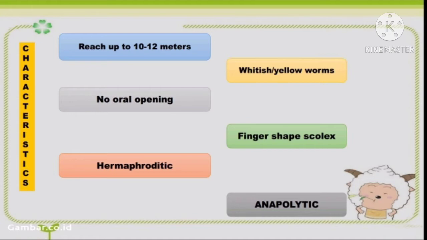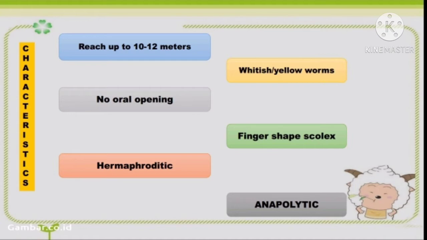It may reach up to 10 to 12 meters long at the young stage and 25 meters long in the adult stage, and it is continually increasing throughout its life. Second, whitish and yellow worms. These whitish and yellow worms are dorsoventrally flattened and much narrower than they are long.